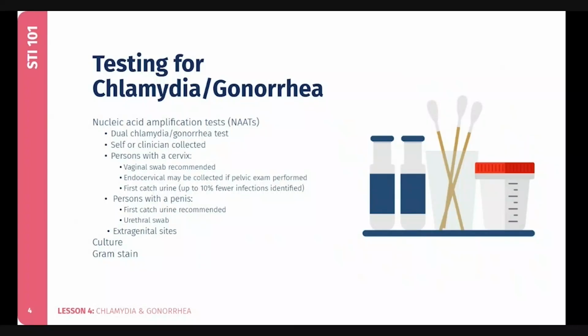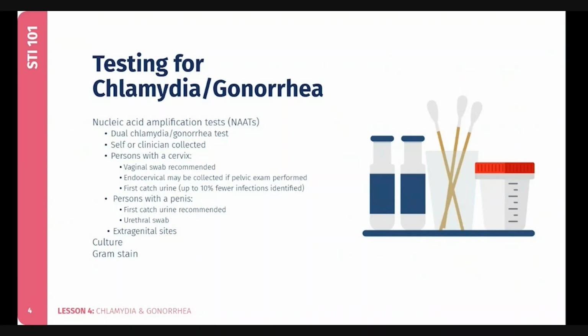Now let's talk about the testing options that are available for chlamydia and gonorrhea. Nucleic acid amplification tests, or NATs, are the recommended test method for chlamydia and gonorrhea. One of the advantages to running a NAT is that it can check for two infections, chlamydia and gonorrhea, in one test. Due to the similar routes of transmission, we see a lot of chlamydia and gonorrhea co-infections.